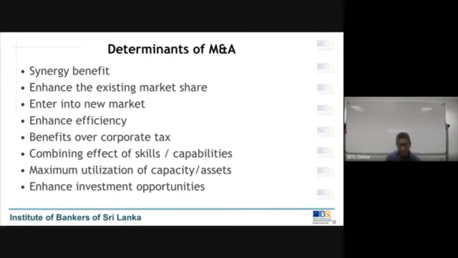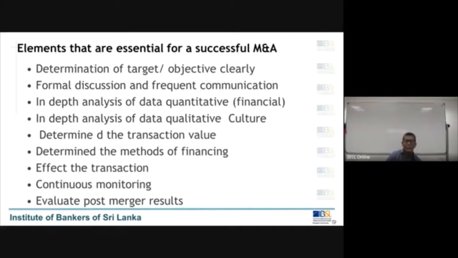Then let's look at it. Suppose merging and acquisition is a good thing. These are the determinants of merging and acquisition. What are the factors you need to take into account about merging and acquisition? You need to look at that aspect also. What are the factors? Determination of target and objective clear.